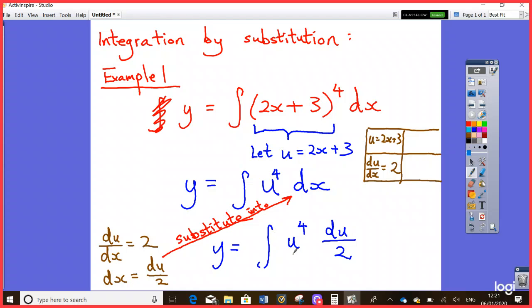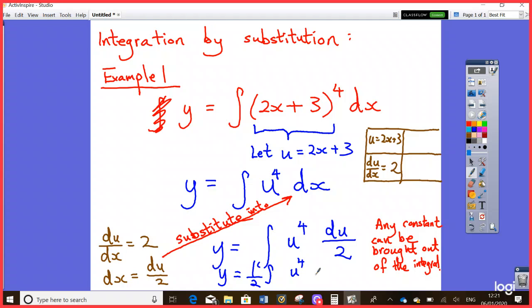Well, any constant can be brought out of the integral. So, before you take any notes, this is what I mean. This is a constant. It's divided by 2, right? Which is a half. So you can now bring the half out of the integral to rewrite this. So yes, y equals half the integral of u to the power 4 du.